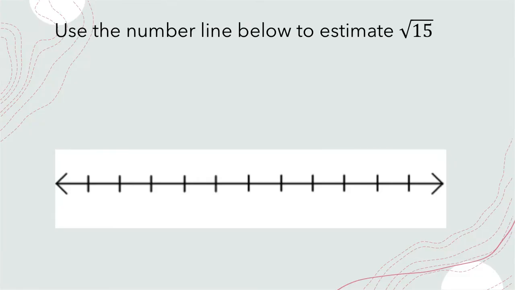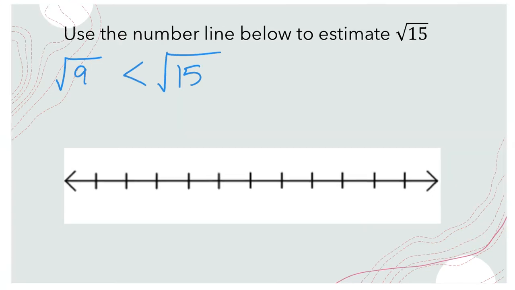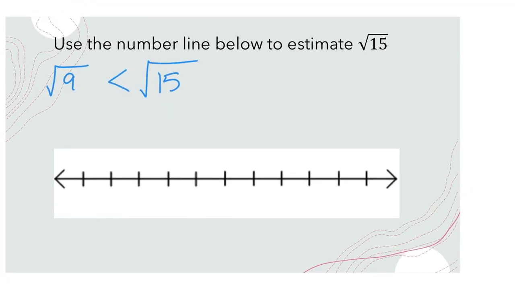So we're going to use the number line to estimate the square root of 15. We first need to figure out which square roots 15 falls in between. So the perfect square that is less than 15. Okay, what times what? Let's see, we have 3 squared is 9, 4 squared is 16. So the square root of 9 is less than 15, but then the greater one is the square root of 16.